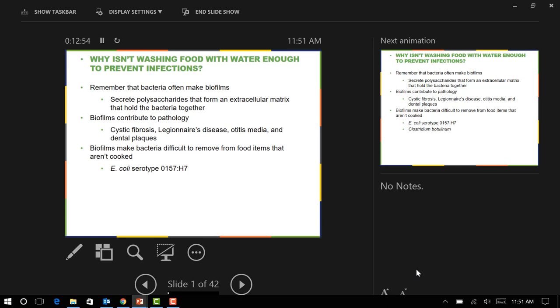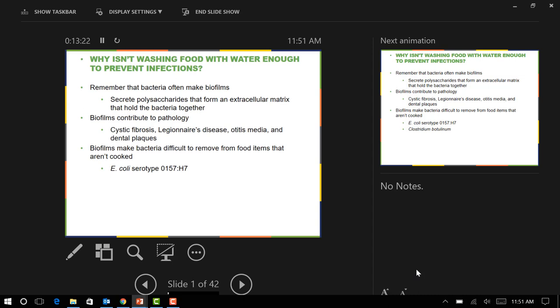And the nice thing about E. coli is actually that it does make a biofilm, because as part of our normal bacterial flora, that biofilm that E. coli makes makes it difficult for other bacteria to infect you. It actually contributes another barrier by which your body is protected from foreign material. But there are some serotypes or some strains of E. coli that are pathogenic.